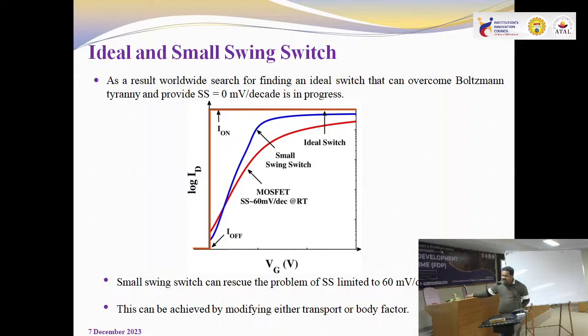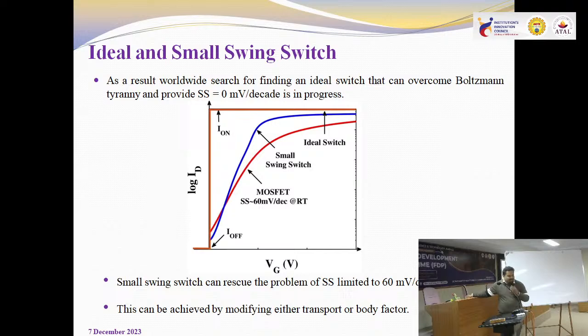So an ideal switch is a switch which has two states. Obviously two states should be there in a switch. One is the on state and the other is the off state. Like our mechanical switches also have two states, one is off, one is on. So what should be the characteristic in the on state? In the on state, current should flow, and in the off state, no current should flow.